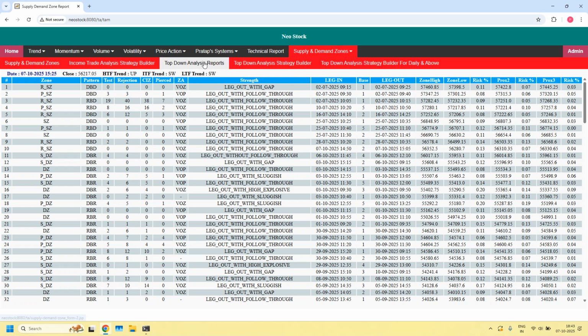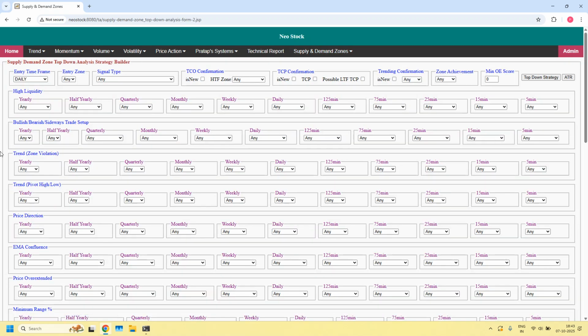Next, I will generate sideways bullish and bearish trade setups for monthly, weekly and daily income trades. Starting with monthly income trade, sideways long trade setup, entry time frame daily, entry zone demand zone. And I am selecting a sideways long, zone achievement violated opposing zone, minimum odd enhance score 11.